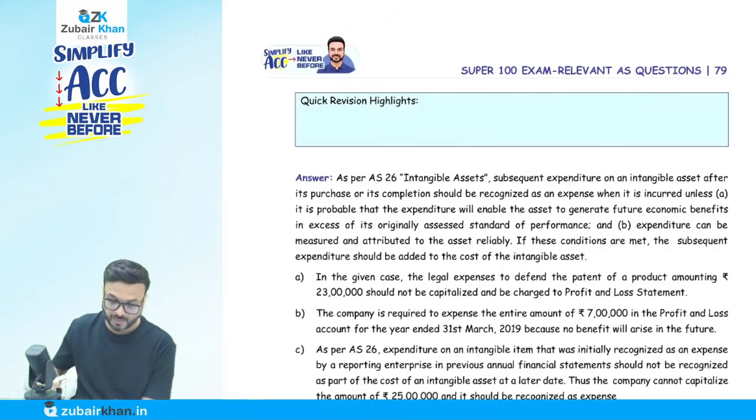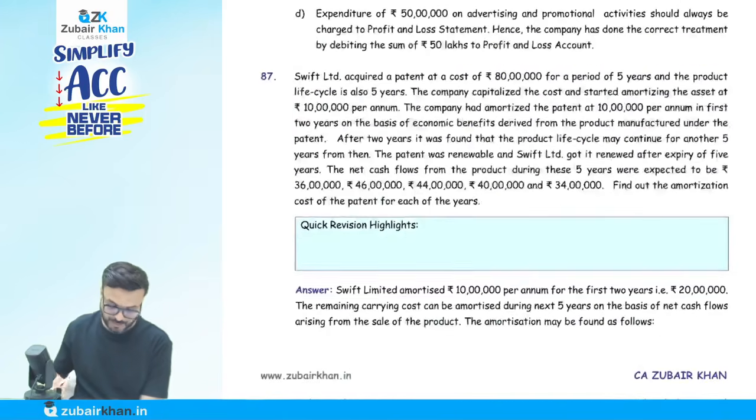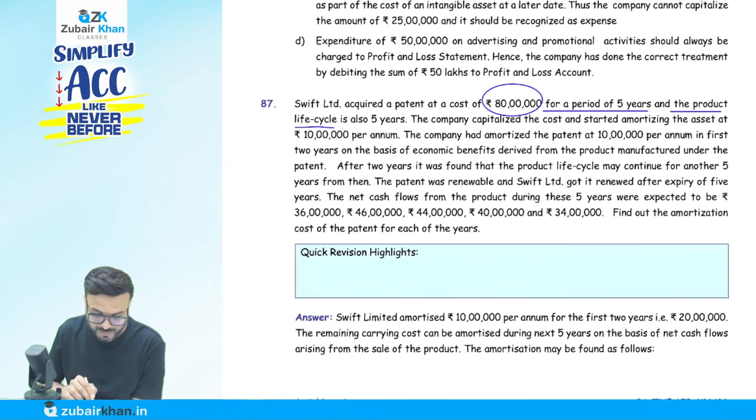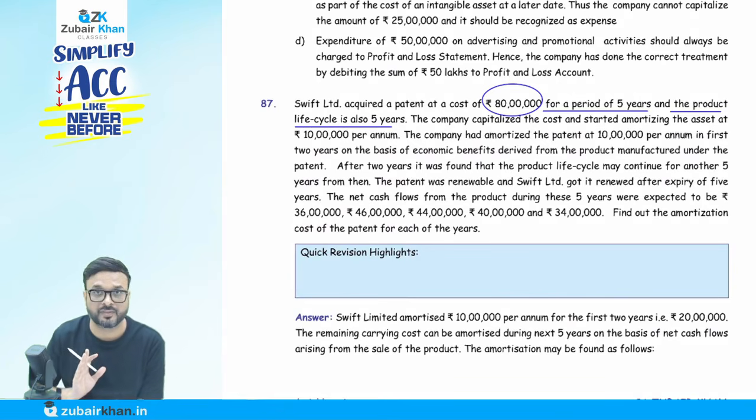Okay, now come to the next question, that is question number 87. They say Swift Limited acquired a patent at a cost of rupees 80 lakh for a period of 5 years, and the product life cycle is also 5 years. So they took a patent for how many years? 5 years. Okay.